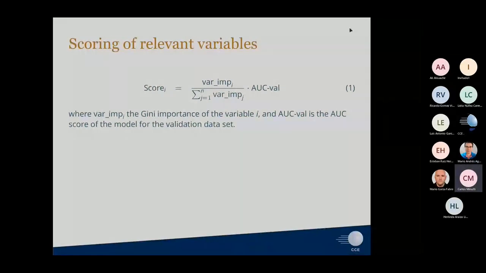About the scoring of relevant variables, we are using the variable importance of the model calculated by the gradient boosting model. This variable importance is the gain importance. And we penalize this variable importance using the area under the curve in the validation data set. In order to penalize, if the model is not too good at predicting, we penalize the importance of the variable. So at the end, we are going to use this score.